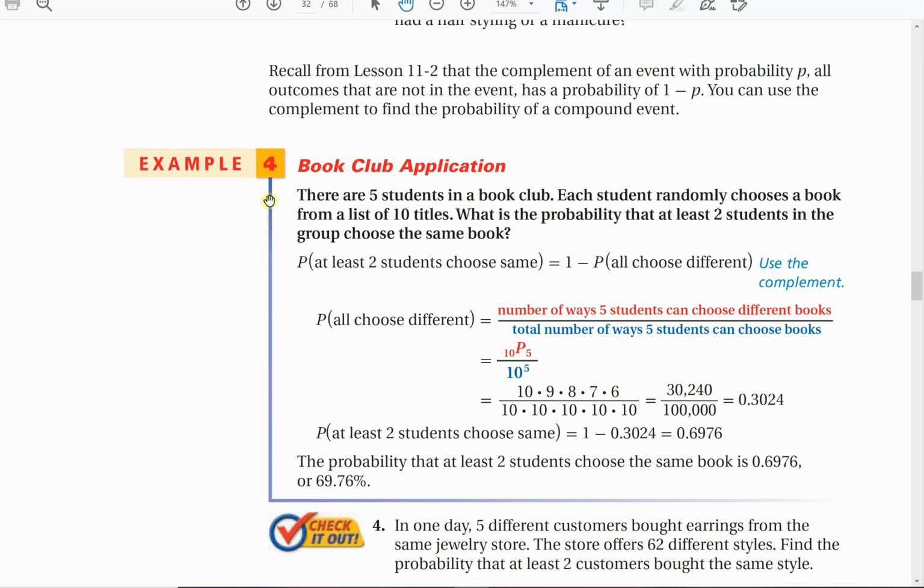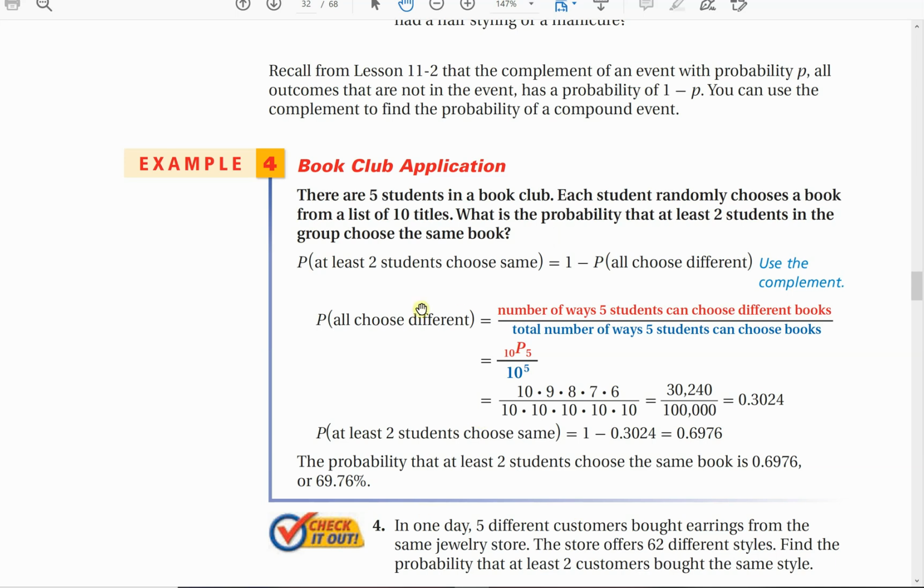If we look at this example here, there are 5 students in the book club. Each student randomly chooses a book from a list of 10. What is the probability that at least 2 students in the group choose the same book? So we could have 2, 3, 4, 5, 6, 7, 8, or all 10 of them choosing the same book. That would be really hard to figure out. So why don't we just find the probability that they all pick different books and then subtract that from 1. Because if everyone chooses a different book, then that's really the opposite of at least 2 choosing the same.